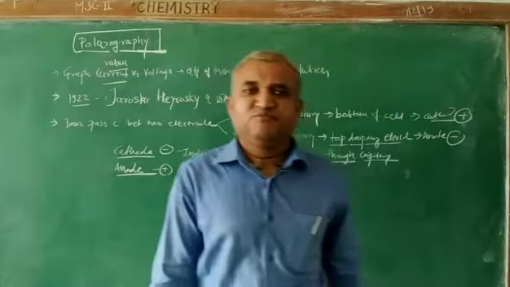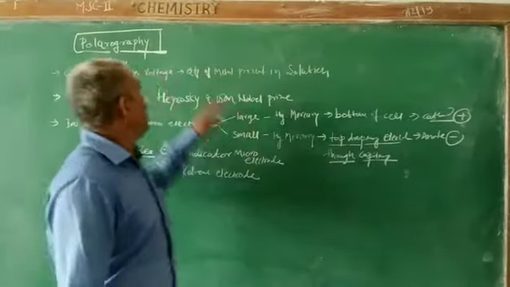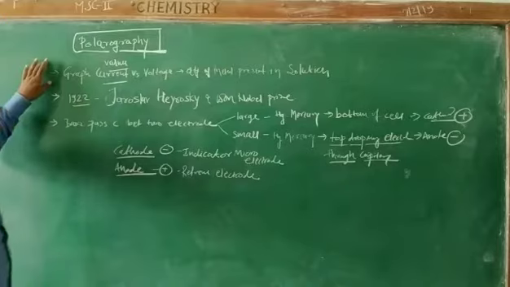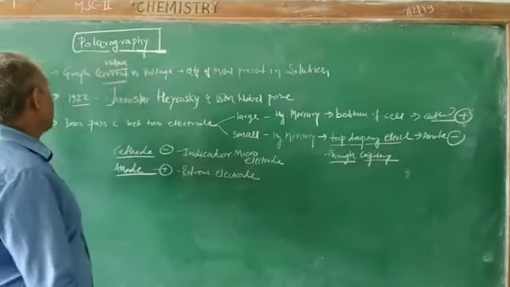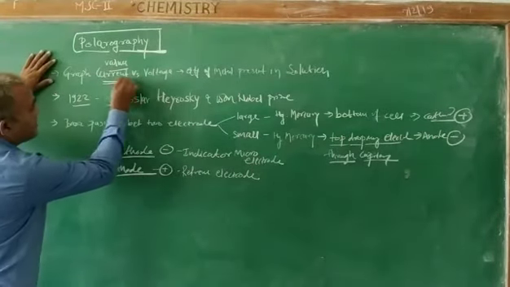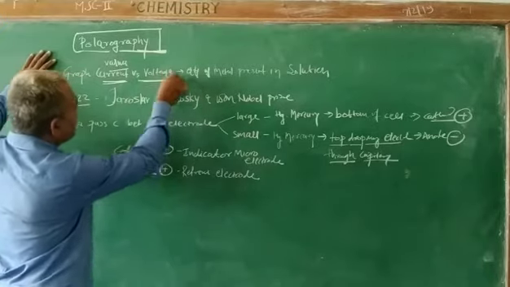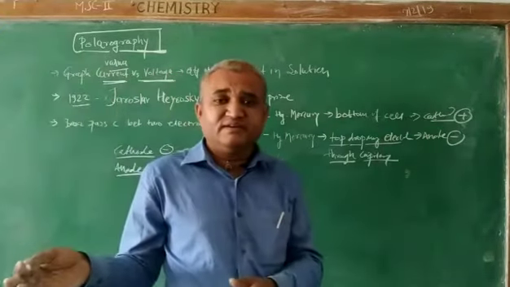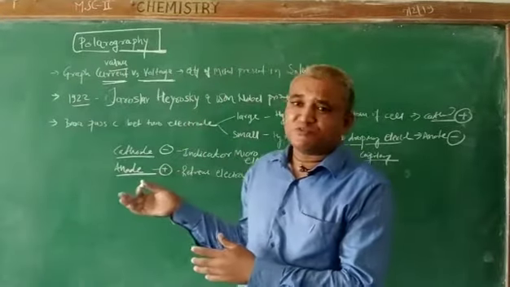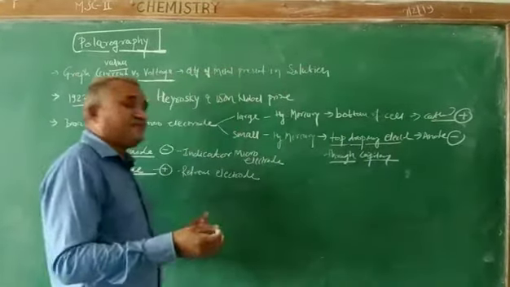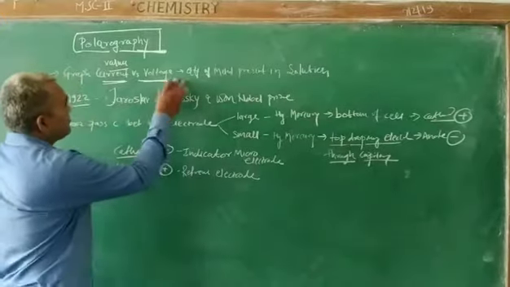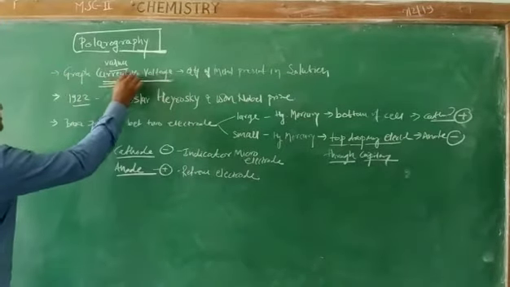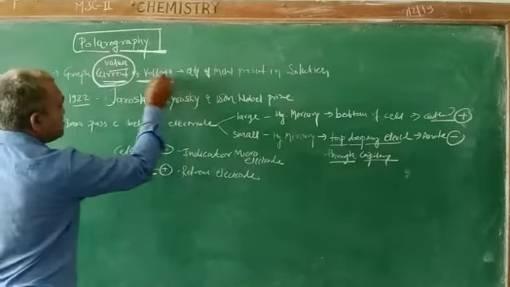So today we will discuss polarography. In polarography, there is measurement of current by voltage. The value of current is directly proportional to the quantity of metal present in the solution. So we measure the current at constant voltage.